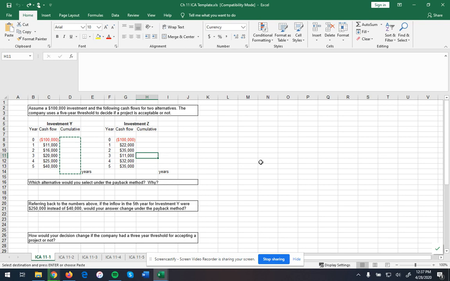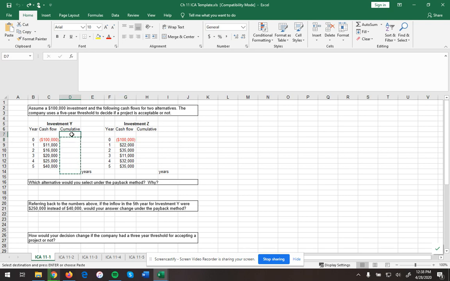Let's take a look at these. Open up your ICA 11.1. The first question says, assume a $100,000 investment and the following cash flows for two alternatives. The company uses a 5-year threshold to decide if a project is acceptable or not. You have investment Y and investment Z, and you have the cash flows for each one. Notice both investments require a $100,000 upfront cost. So the question is, how long will it take for each of these projects to recover their $100,000 of initial cost? That's what the payback is.